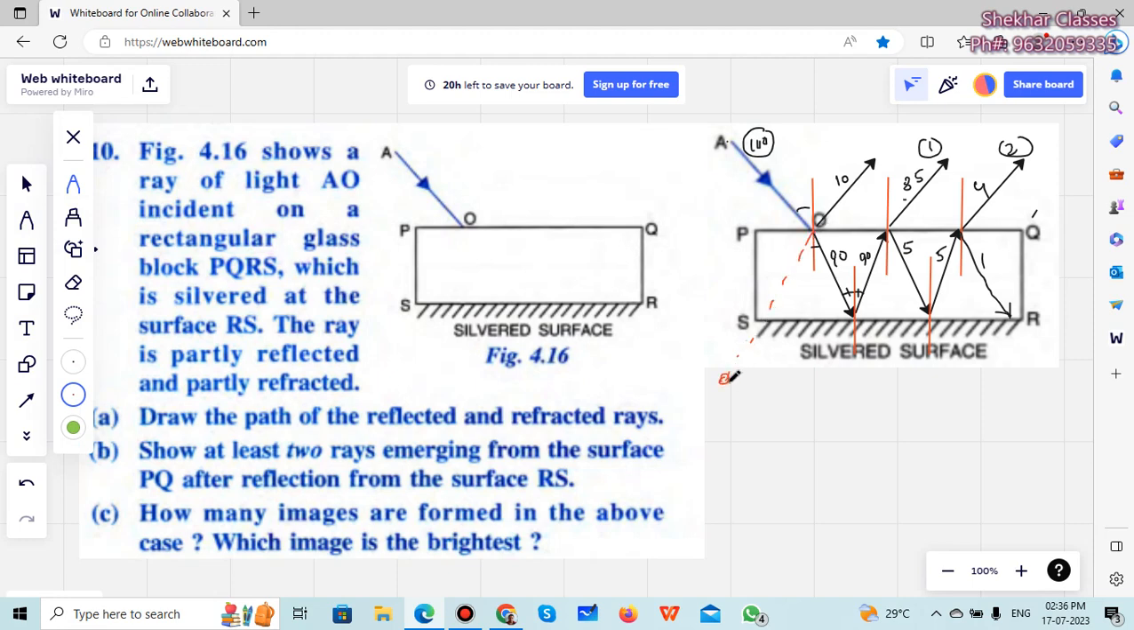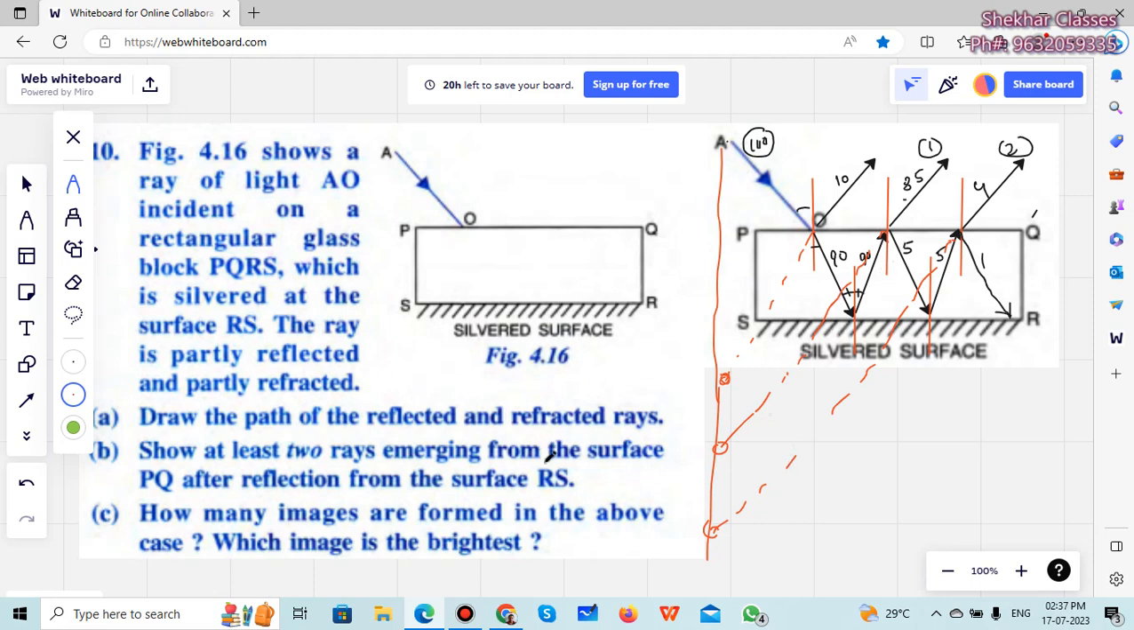image is formed here. You produce this line backward here, same line, you can see it has to be the same line. Then this is another image formed. Produce the line backward here, this is the image formed, and even furthermore. So we can say infinitely many rays, many images will be formed in it.